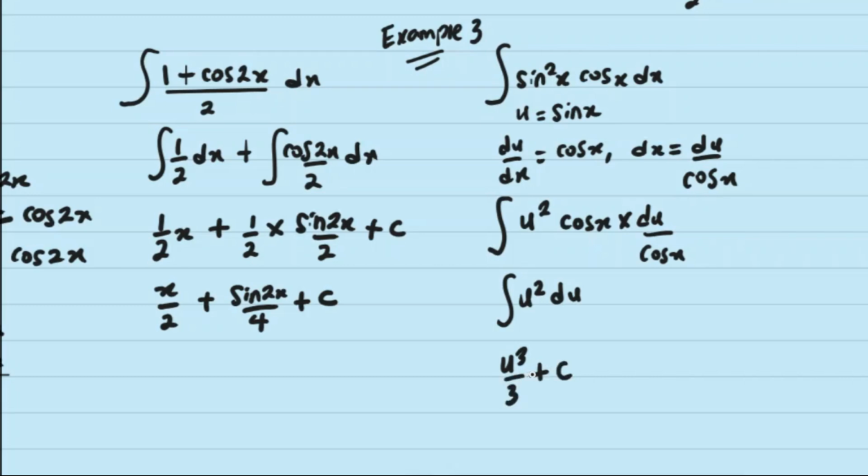And we know that our u is sine x. So u raised to power 3, when u is sine x, is basically going to give us sine cube x divided by 3 plus an arbitrary constant c. So it means that when you integrate sine square x cos x dx, you're going to get sine cube x divided by 3 plus c.